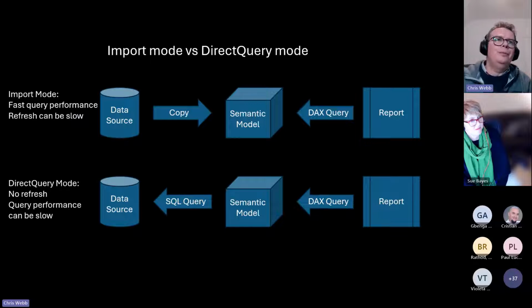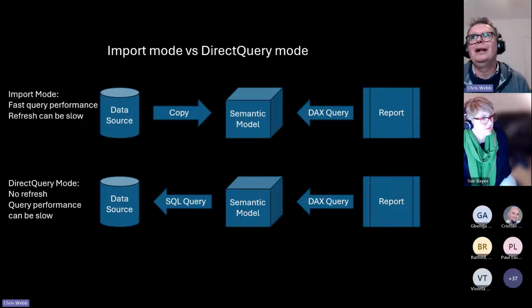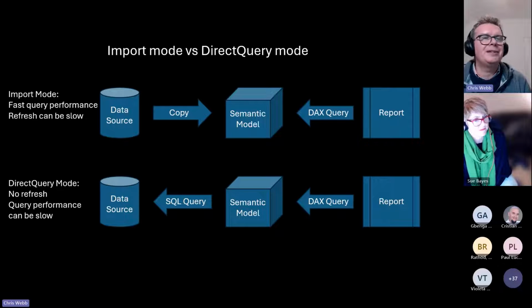Up till now, we've had two fundamental storage modes in Power BI. We've had import mode, we've had direct query mode. With import mode, you connect to your data source, you copy the data into your semantic model, and then once that's done, you get to build your reports and query the data, and everything works great. Pro is that it's very fast. The con is you've got to refresh the data, and when the data changes in your data source, you've got to refresh the semantic model, and sometimes that can take quite a long time.